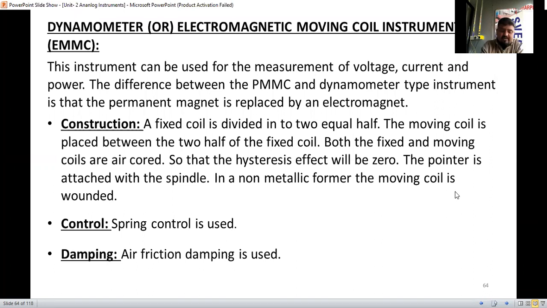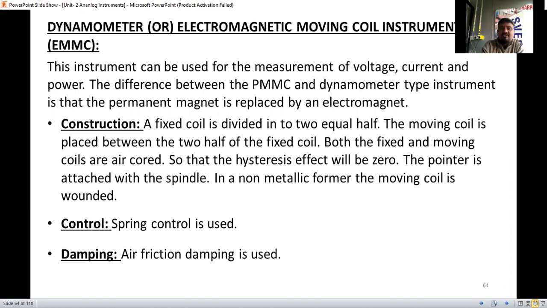So what is the difference? Can anyone tell me the long form of PMMC? Permanent magnet moving coil. Here, which magnet are we using now? Electromagnet. Instead of a permanent magnet, we are using an electromagnet moving coil instrument. For electromagnet we use EM, and moving coil MC, so that is EMMC we are going to call it.